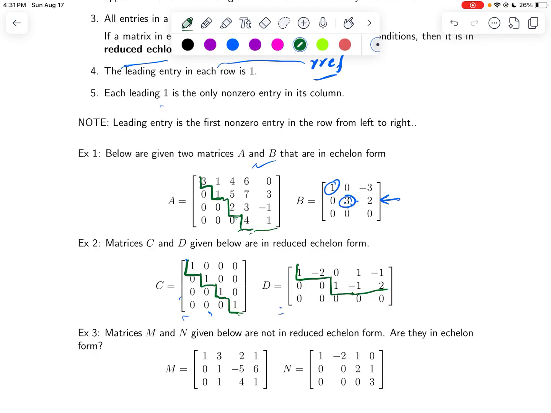So why are these two, C and D, in reduced echelon form? Well, the first one is easier because we have all ones on the diagonal and then all zeros below those ones and above those ones. So this is in row reduced echelon form. How about the second one? The second example here, D. So making a staircase.